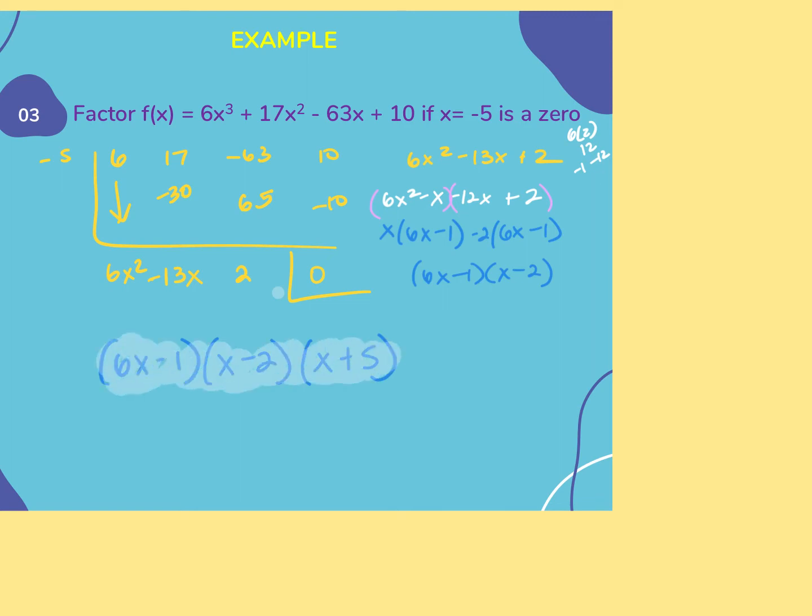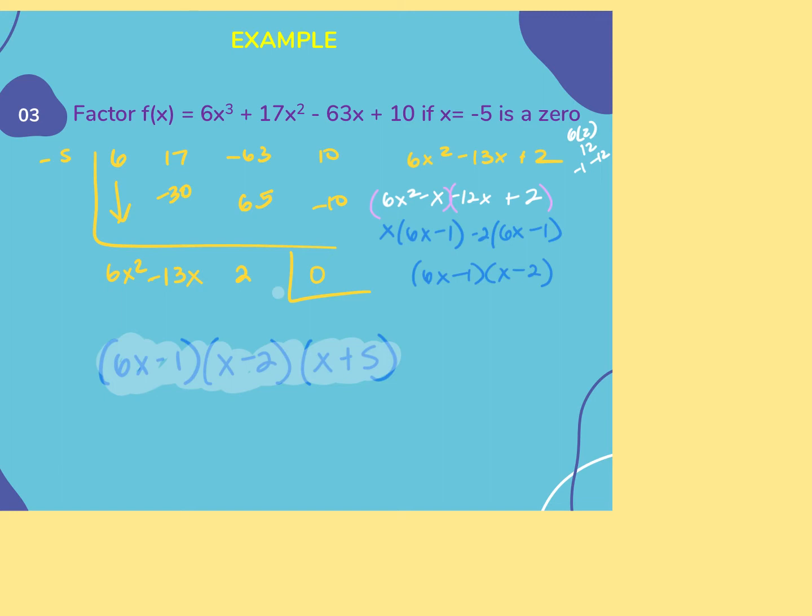All right, so we took -5, we put it on the outside, we reduced the degree to get it to 6x squared minus 13x plus 2, and then that was factorable. The remaining factors were 6x minus 1 and x minus 2, so since it says factor, you're going to do it completely. 6x minus 1, and then x minus 2, and then x plus 5. Order there doesn't matter as long as the signs are with the right things.